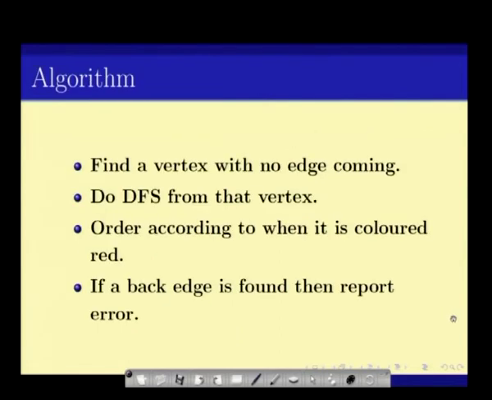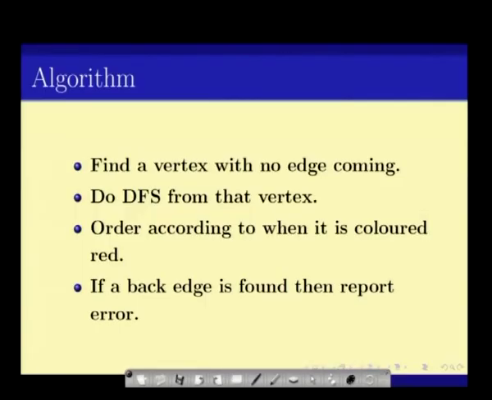So, the algorithm is to find a vertex which has no edge coming in. That is the first thing that has to be done. If the graph is acyclic, then there must be some job that should be done before any other job is done. Then you do a DFS from that vertex, and according to when it is colored red, you output it. And if we find a back edge, that means we have found a cycle, and we report there is a problem in the set of rules.